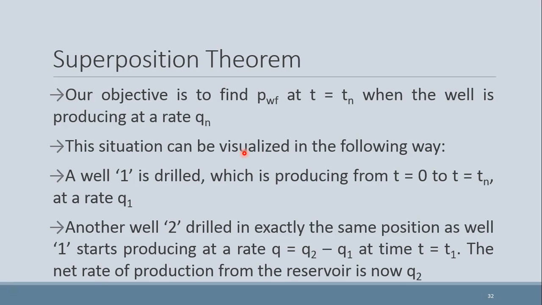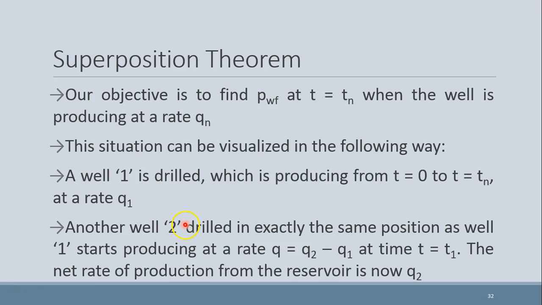So our objective is to find the bottom-hole flowing pressure Pwf at t = tn when the well is producing at rate qn. This situation can be visualized in the following way. A well 1 is drilled, which is producing from t = 0 to t = tn at rate q1. So the net withdrawal from the reservoir is q1.